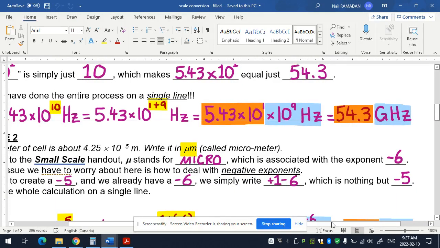Oh, Ali was right. Okay. We do want to create a -5, and we already have a -6 in our powers. Why, by the way, everyone, why do you think I wrote it as +1 -6, not -6 +1? There's a reason.